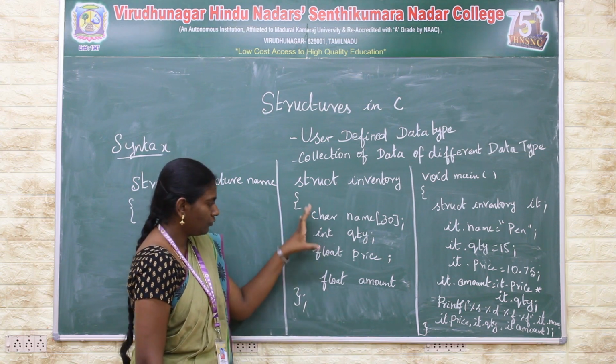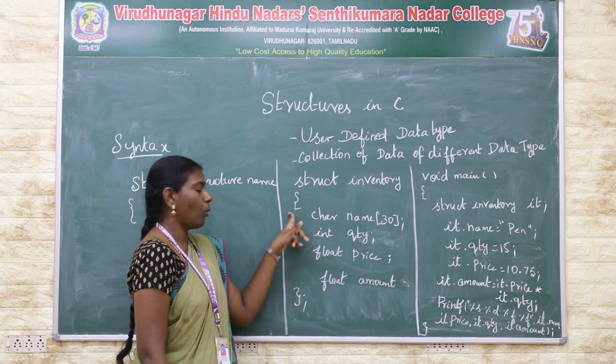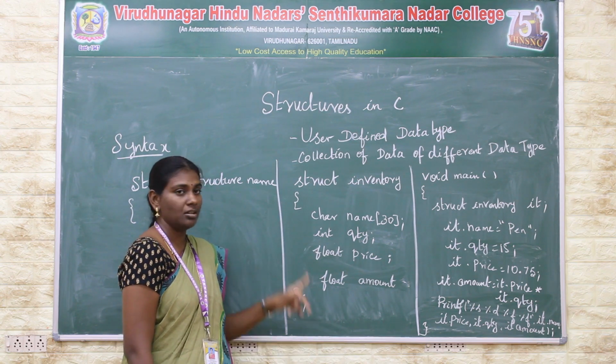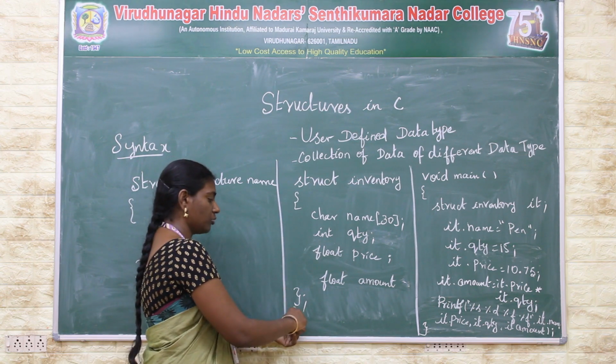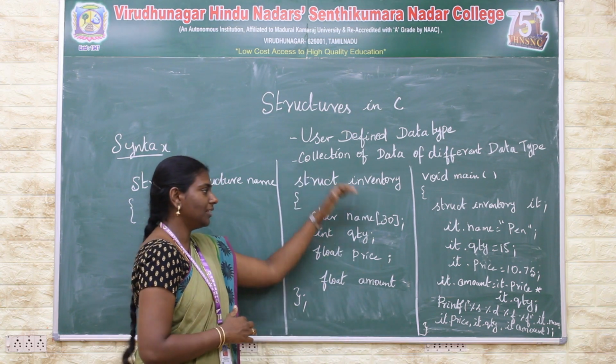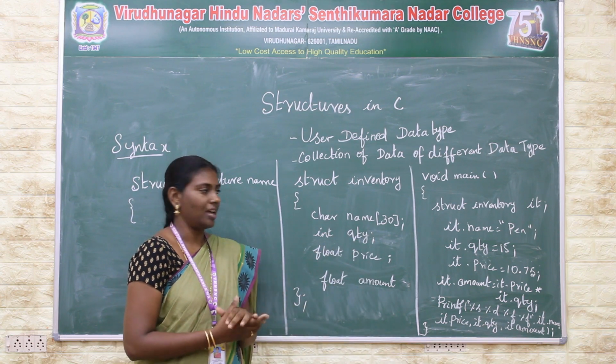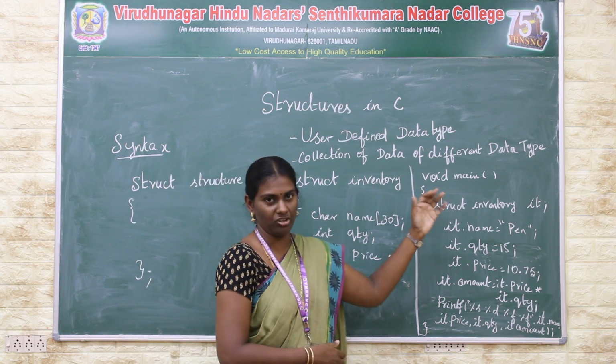These four variables are enclosed between the opening brace and closing brace. Most important thing, the closing brace should be followed by a semicolon. All these things must be defined before the main function. And then let's move on to the main function.